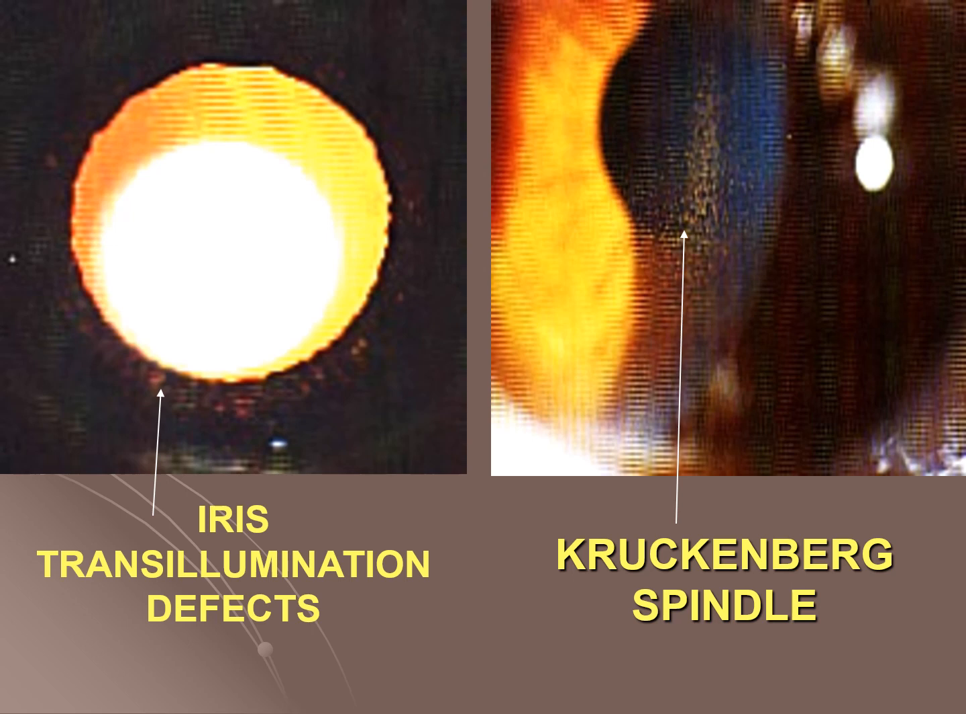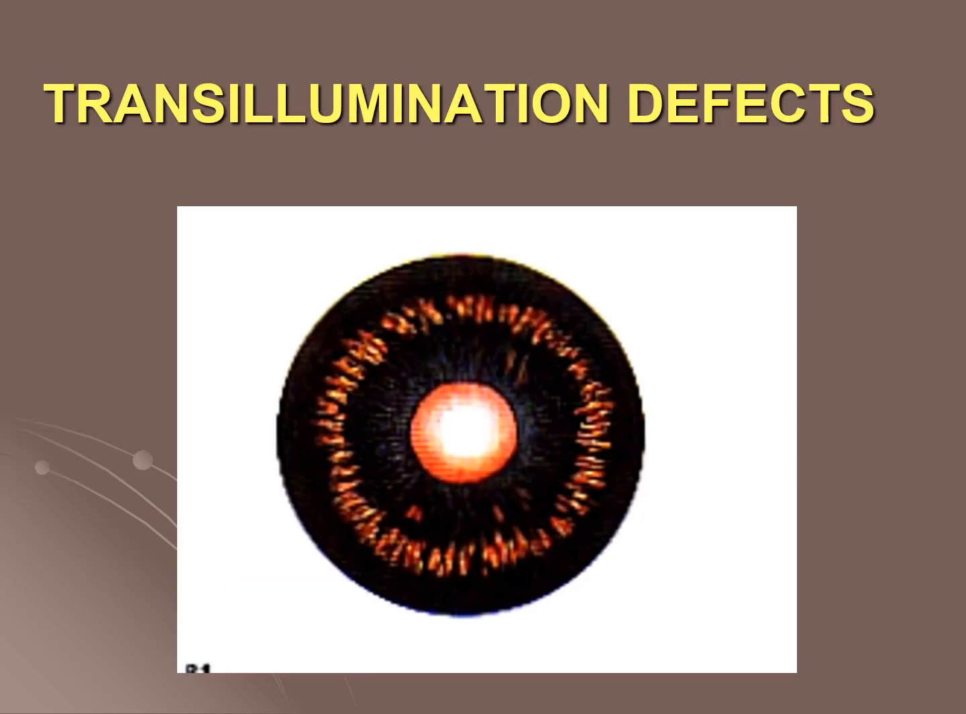Here you can appreciate in this picture the Krukenberg spindle, where the iris pigment is settled on the posterior part of the cornea, on the endothelium. Here you can appreciate the transillumination defects in the iris, because the pigments are dispersed, blocking the trabeculum, and the iris is no more obstructing the light. Similarly, you can appreciate the transillumination defect in the iris as the pigment has been shed into the anterior chamber by the constant rubbing of the iris on the zonules of the lens.